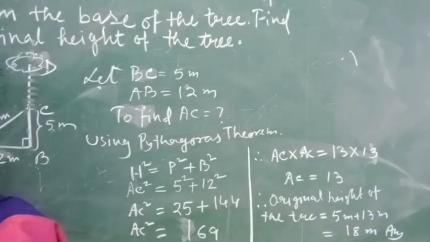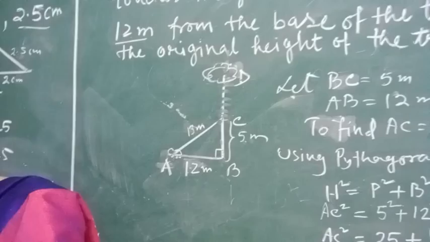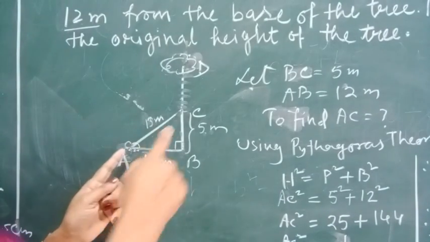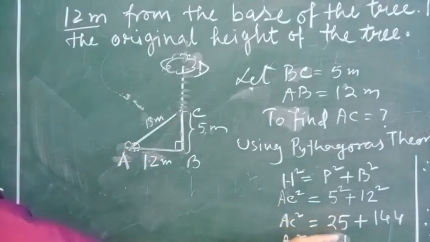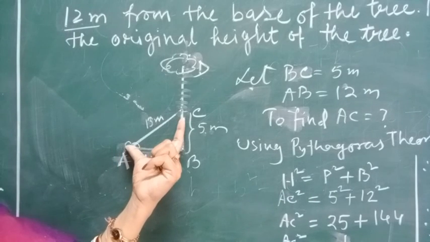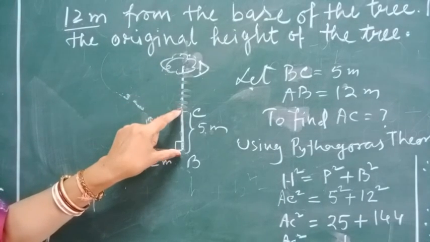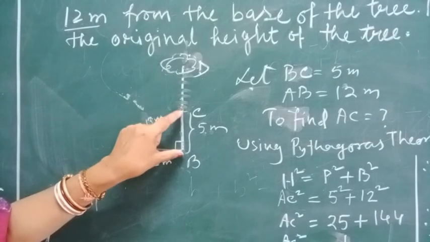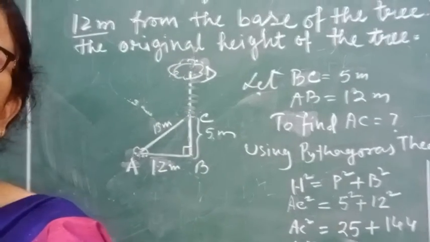Now see, when you are able to find out the hypotenuse of the tree, which we found by using Pythagoras theorem, then if we add this 13 with the portion where it has been broken from the ground, it will be the original height. I hope all of you understood the sum.